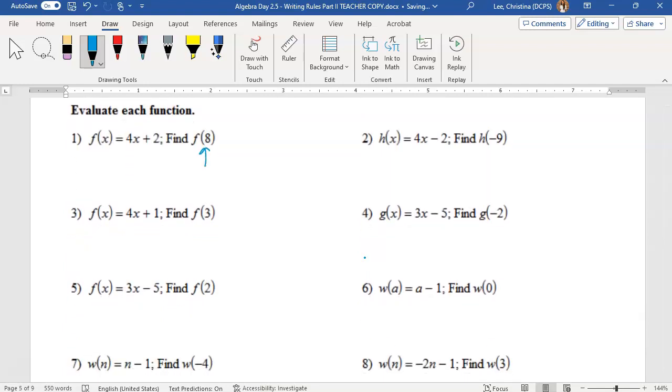Remember that this just means that you are replacing x with 8. So you're rewriting this as f of 8 equals 4 times 8 plus 2 equals 32 plus 2 equals 34. So for these problems up here, you're simply substituting that number, but you're practicing knowing that this is the input, and when you get that input, you're going to replace wherever you see that input x in the equation.